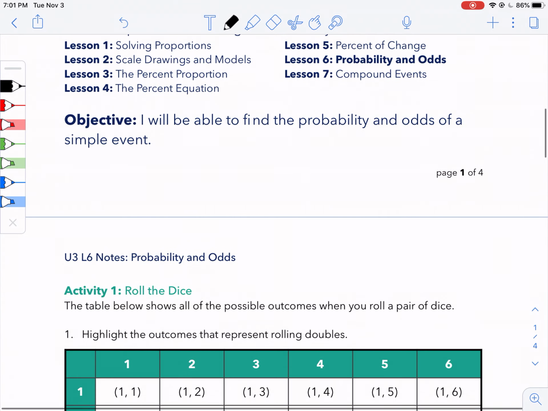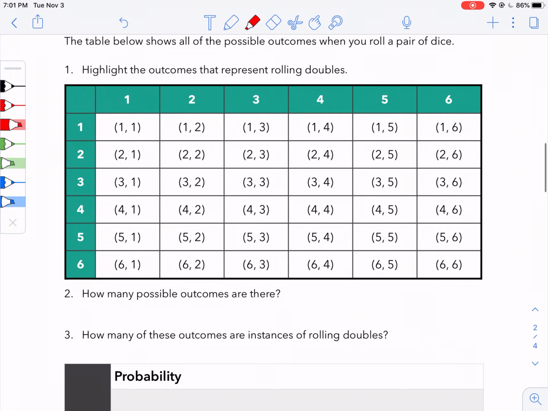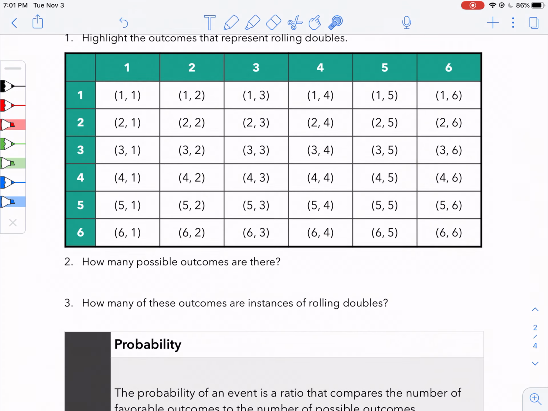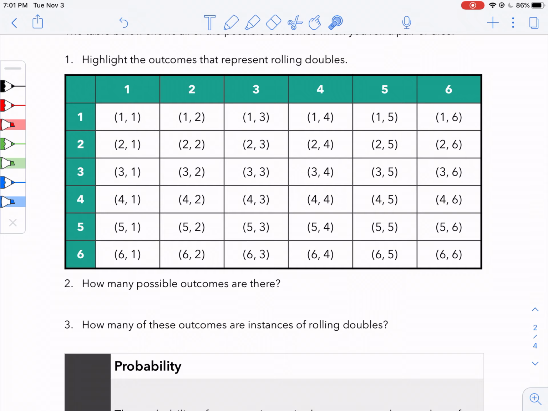So by the end of the day, you'll be able to find a probability. Today we just found experimental and theoretical probability. You'll also be able to find the odds of an event. Let's look at this as an example. When you roll a pair of dice, on one die you can roll 1 through 6, and on the other die you can roll 1 through 6 as well. So how many possible outcomes are there? If we count them all up, there are 36 possible outcomes.